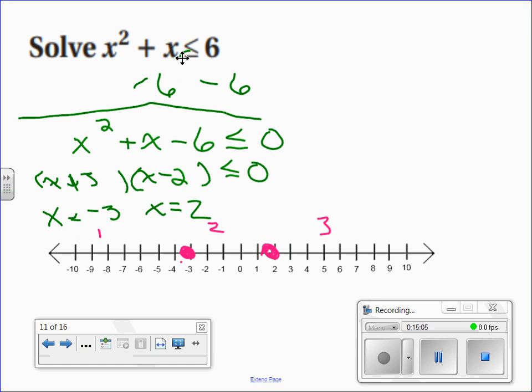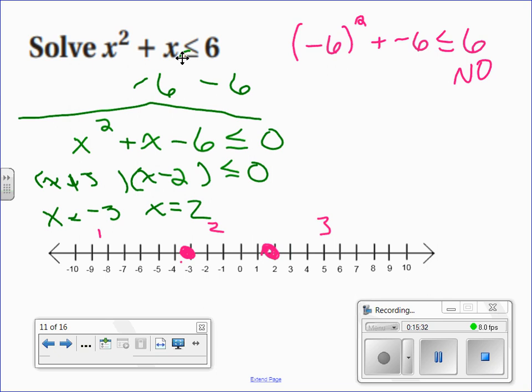So you guys want to test, I don't know, -6 maybe first? -6 is in zone 1. So when I test a negative, I use parentheses. Is (-6) squared plus (-6) less than or equal to 6? So is 36 plus -6 less than or equal to 6? No, because it would be 30. 30 is not less than or equal to 6. We're not going to shade zone 1.